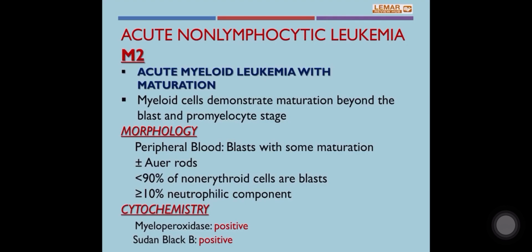M2, AML, or acute myeloid leukemia, pero this time with maturation. Myeloid cells demonstrate maturation beyond the blast and promyelocyte stage. Yun pa rin, the peripheral blood is characterized by presence of blast with some maturation. May be positive for Auer rods. Less than 90% erythroid cell or blast, and more than 10% are neutrophilic cells, meaning these are the mature cell. MPO, Sudan black B positive.